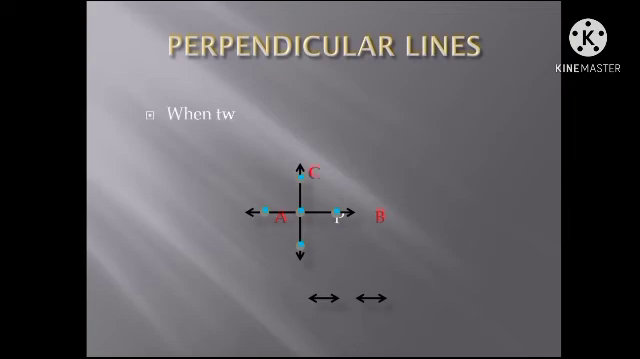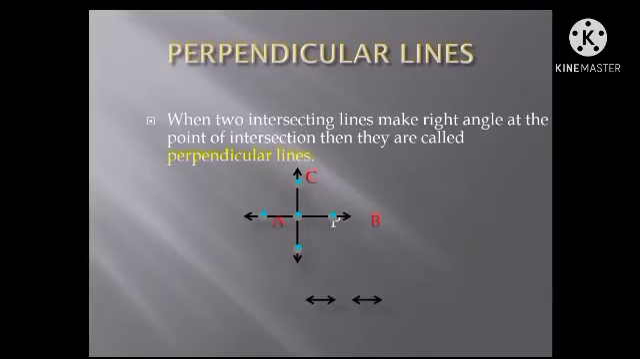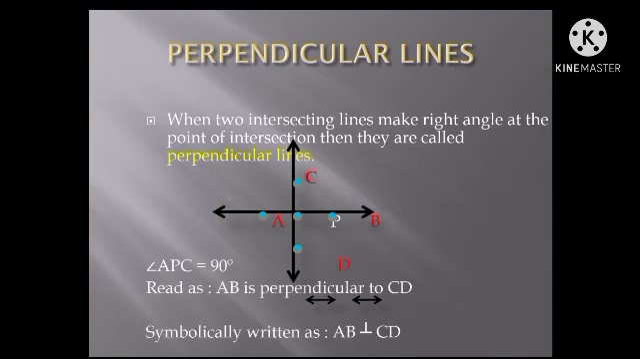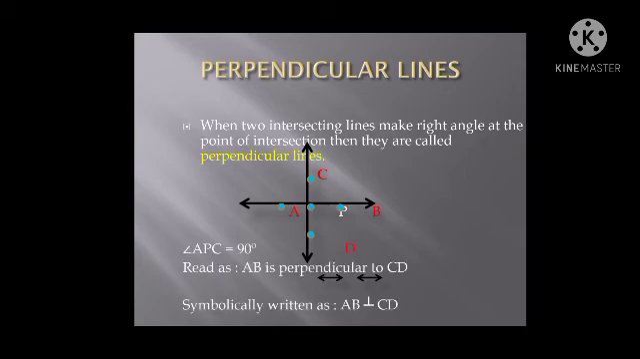When two intersecting lines make a right angle at the point of intersection, then they are called perpendicular lines. See here, the two lines are intersecting each other, and they make a right angle. So the line AB is perpendicular to CD.